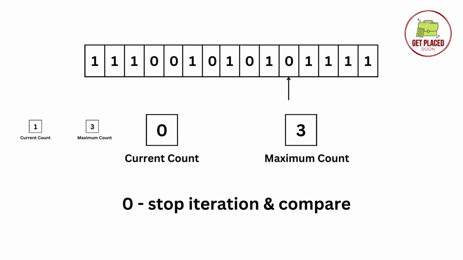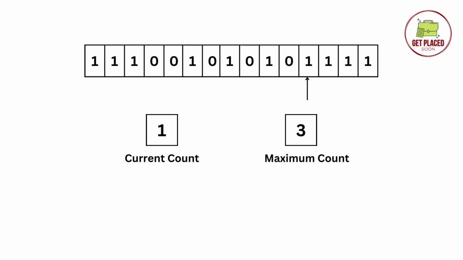Moving ahead, current count is 0 before. Now we got 1, we increment it by 1. Again we increment it to 2. Again we increment it to 3. Again we increment it to 4. Now we successfully iterated from 0th position to n-1th position, that is all elements in the array.